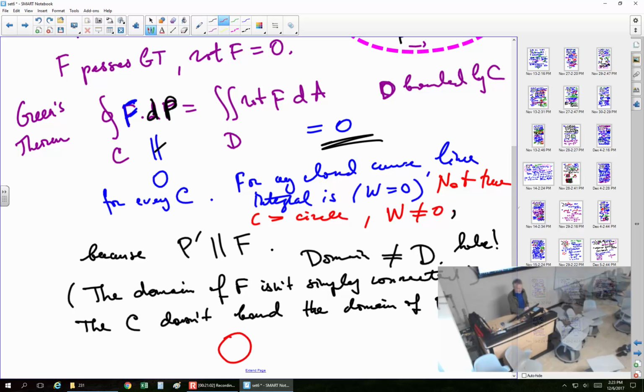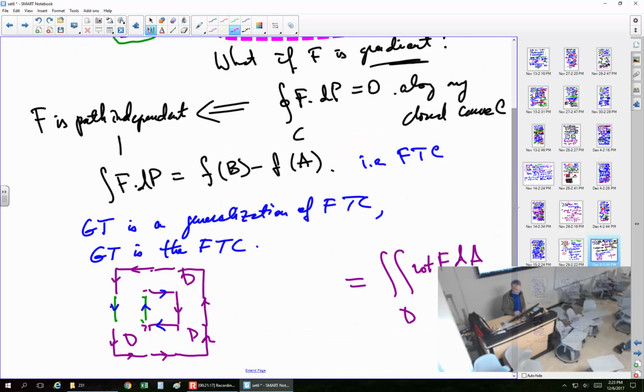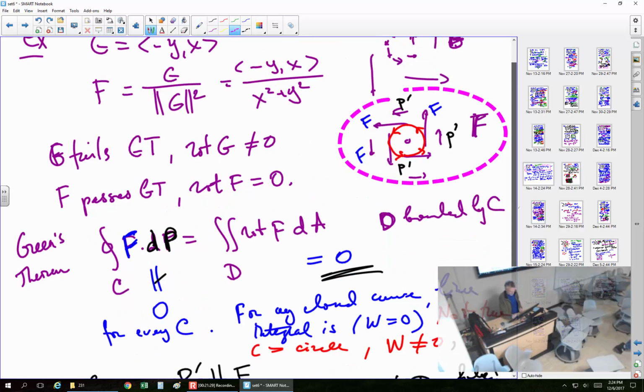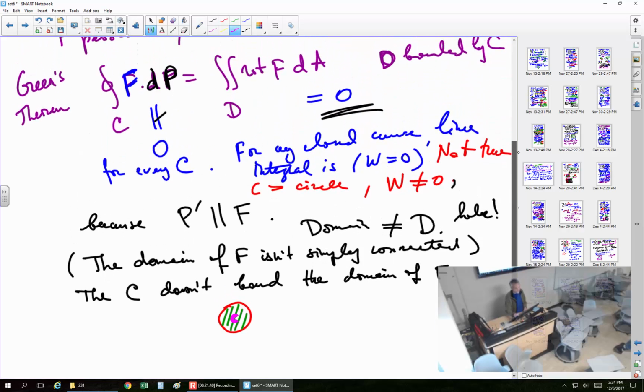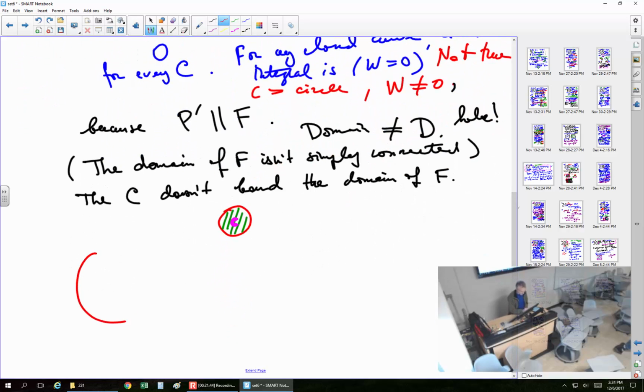Because this is my circle, and I can certainly think of the domain as this, but that's not true because we have a hole in the middle. So how do we fix this problem? The answer we just saw: we look at the region. We have to have another circle surrounding the hole. In order to apply Green's theorem to this particular vector field, we would have to have an extra term for the circle or any kind of closed curve surrounding the origin. So if I have the circle C here, there will be another one going clockwise. This is the original, counterclockwise. This goes clockwise.